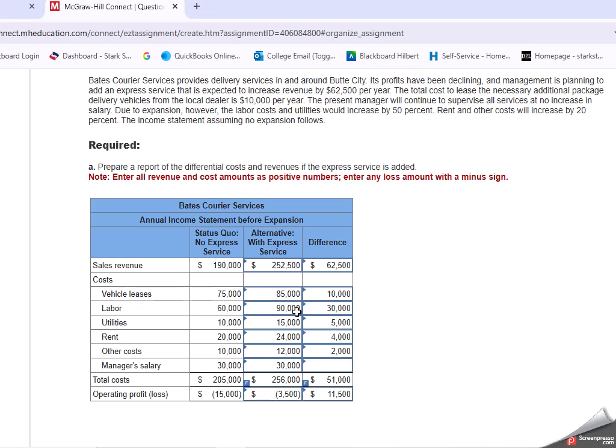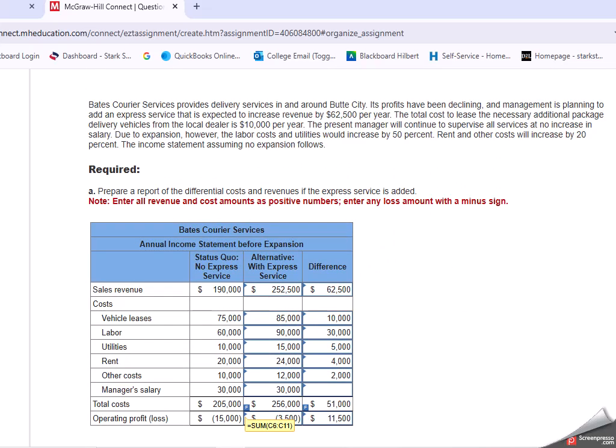Then utilities are going to go up also by 50%. So again, 10,000 times 50% gives us 5, goes up to 15. Rent is going to go up 20%. So that's 4,000. Other costs are going to go up 20%. That's 2,000. The manager's salary is the same. So really it's just a matter of reading what happens and then putting those through mathematically.